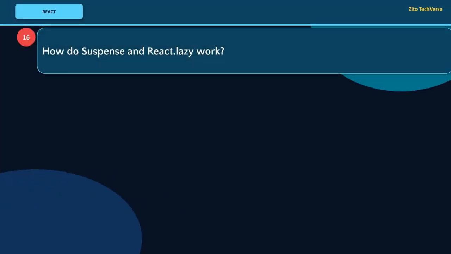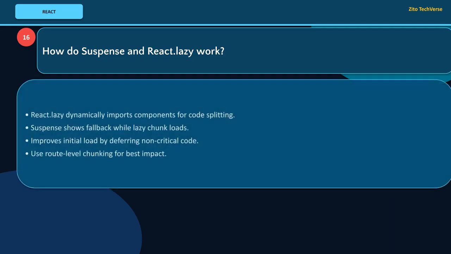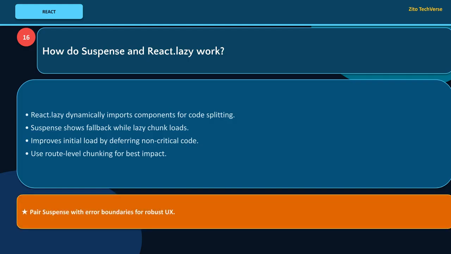Question 16. How do Suspense and React.lazy work? React.lazy allows for dynamic component imports, which enables code splitting. Suspense wraps these components to display a loading fallback while the chunk loads. It is best used at the route level and should be paired with error boundaries for robust UX.